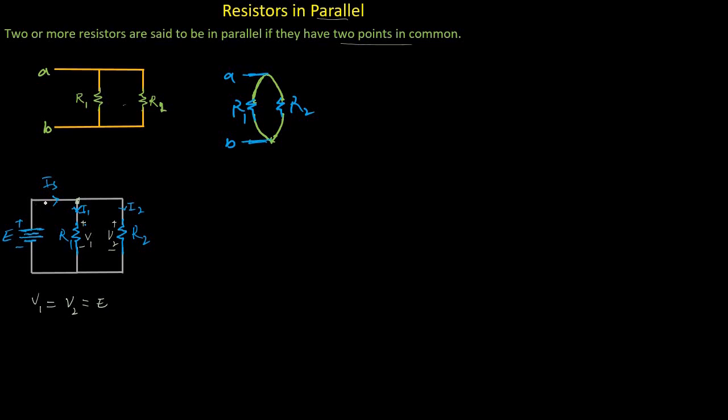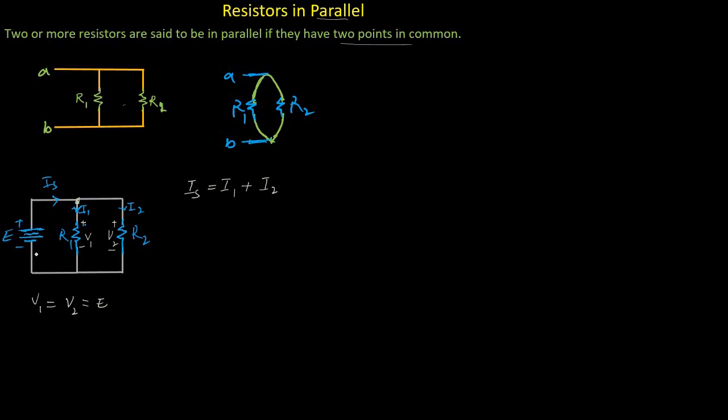But in a parallel connection, the current is divided because there is more than one path available for the current to flow. Now, according to the law of conservation of charge, we know that charge cannot be created nor destroyed. So it means that the current through this source, which is Is, will be equal to the sum of all the currents through these resistors. Let's say the current through R1 is I1 plus the current through R2 is I2.